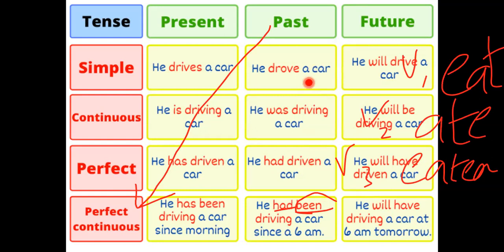She ate an apple. Yes, very good. She was eating an apple. Excellent. She had ate an apple? No, the third form will come, V3. She had eaten an apple. Yes, here V3 will come after had. She had been eating an apple. Very good. Excellent. Sister Bushra has given me the answer.